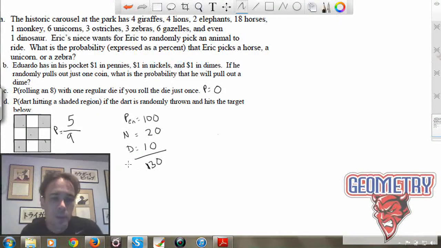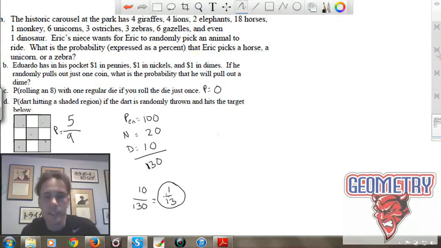If he randomly pulls out just one coin, what is the probability that he'll pull out a dime? So if there's a total of 130 coins in his pocket, we want just the dimes, so we want 10 out of those 130. Simplifying that down, that's 1/13. So he has a 1 in 13 chance of pulling out just a dime.